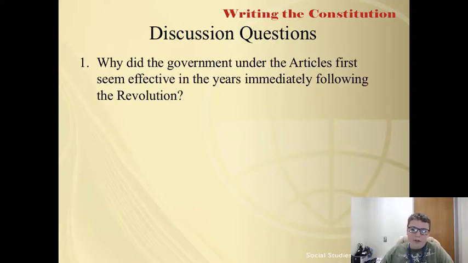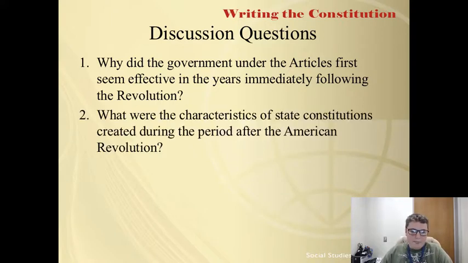Number 2. What were the characteristics of state constitutions created during the period after the American Revolution? What were some of the main characteristics? The state constitutions that developed during the Revolution had several specific characteristics. They included the power to declare war, conduct foreign policy, and set up courts. In addition, they had limited rights to vote.